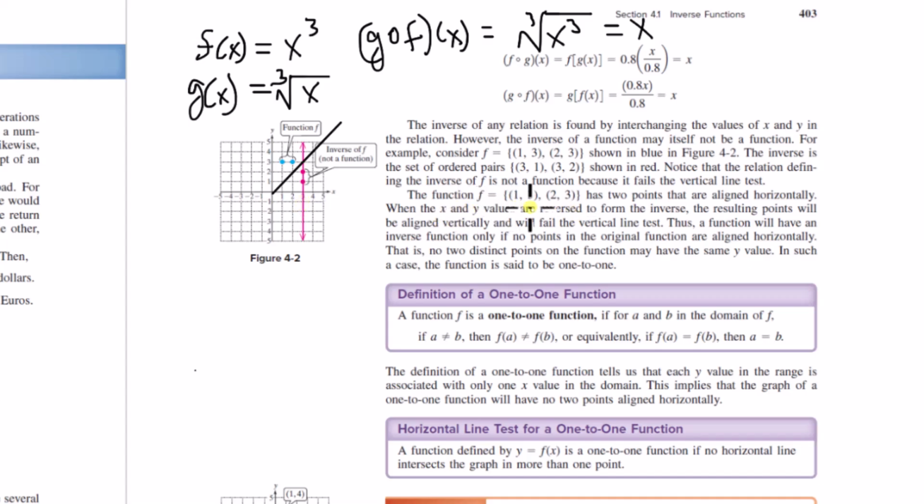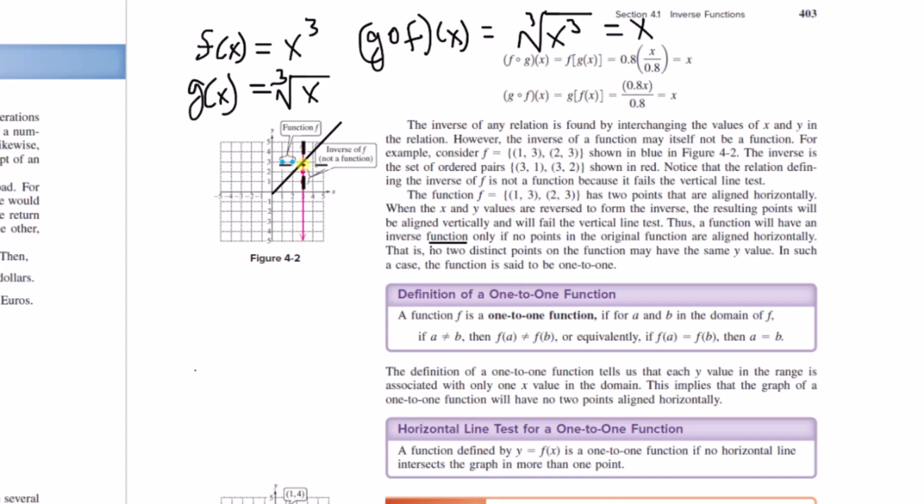Okay, so the function (1, 3), (2, 3) has two points that are aligned horizontally. When the x and y values are reversed to form the inverse, the resulting points will not be aligned horizontally, but aligned vertically, and will fail the vertical line test. Thus, a function will have an inverse function only if no points in the original function are aligned horizontally. So it says it will have an inverse function. This does have an inverse. This is its inverse.